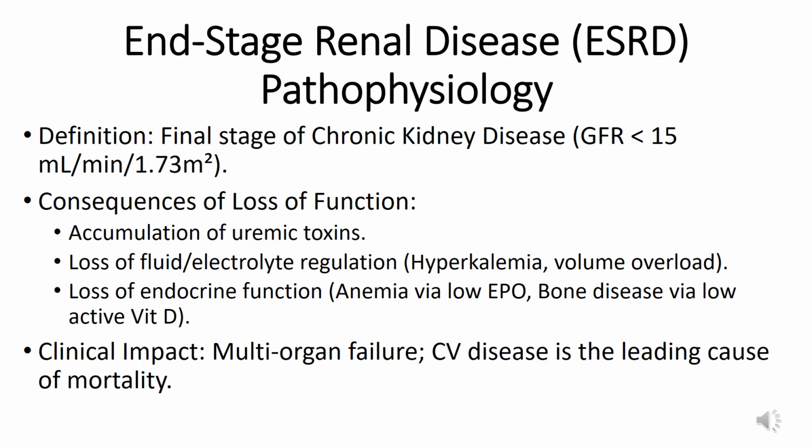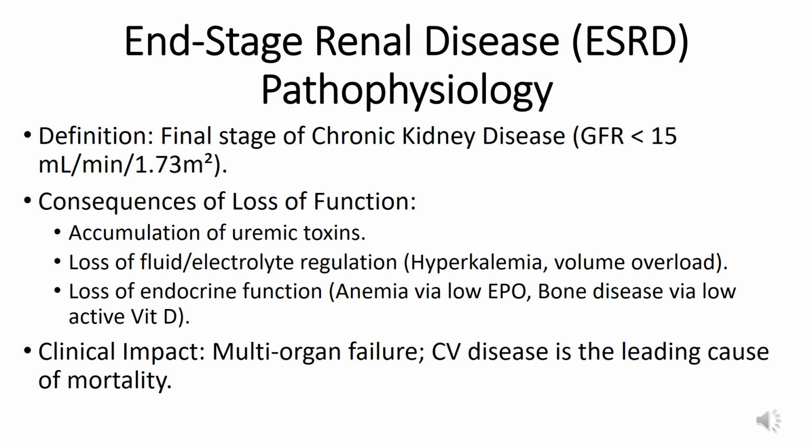The kidneys also serve important endocrine functions. One example is erythropoietin production. Erythropoietin stimulates red blood cell formation in the bone marrow. In end-stage renal disease, erythropoietin production falls dramatically. As a result, anemia develops. Patients often experience fatigue, reduced exercise tolerance, and shortness of breath.